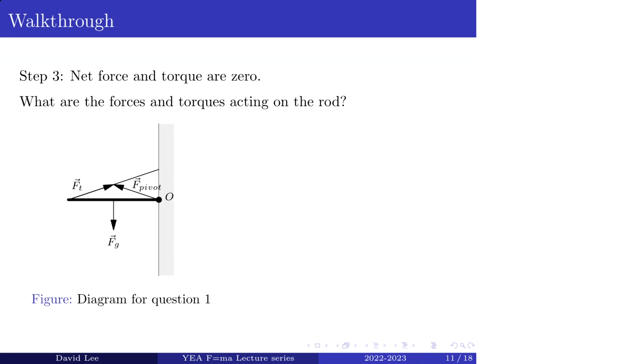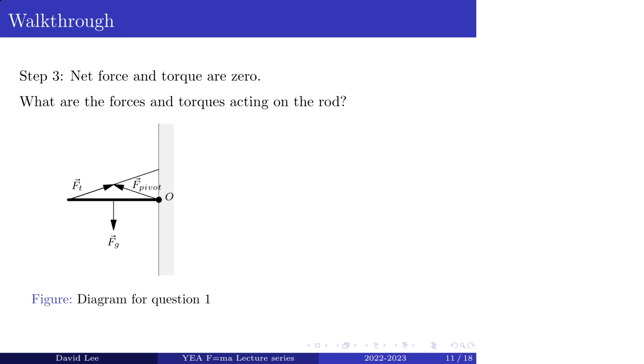Okay, so let's think about this a little bit. We've established there are three forces acting on the rod, right? There's gravity, there's tension, and force from the pivot. And gravity is just downwards. We know that the tension force is at an angle of theta, and the pivot force, we just don't know which direction it's going in.